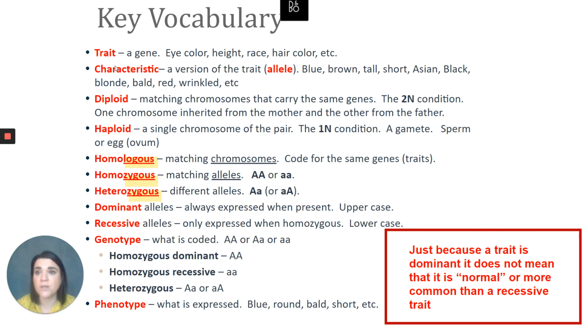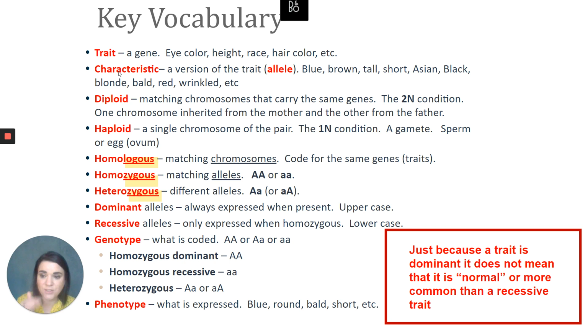Okay, so we start up here with a trait. A trait is linked to a specific gene, right? And you have that same gene on the pair of homologous chromosomes. So a trait or a gene, examples of those are eye color, height, hair color. If we're talking about the pea plants, it would be the flower color, the pod shape, the height. Those are examples of the trait.